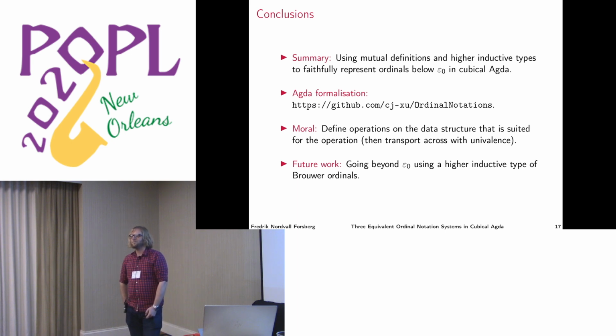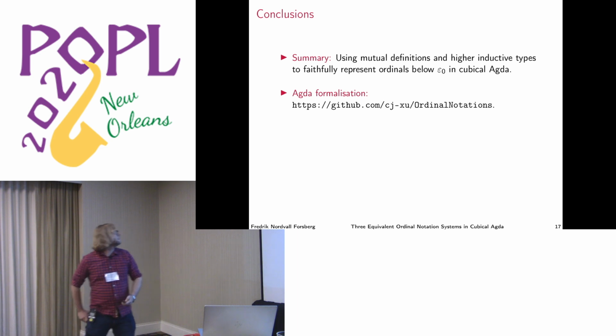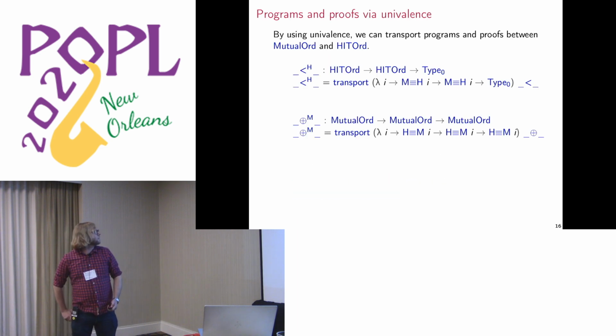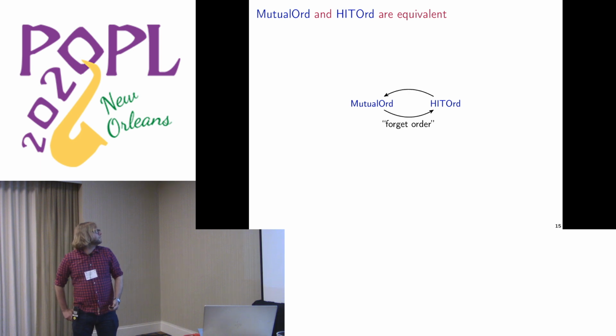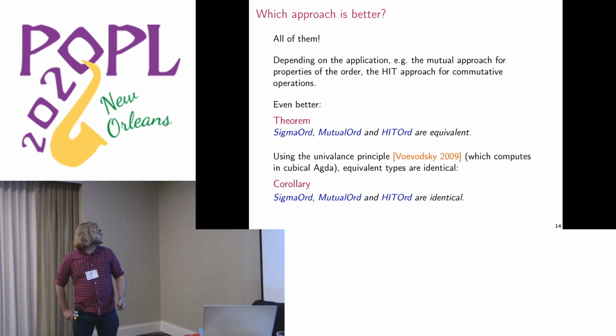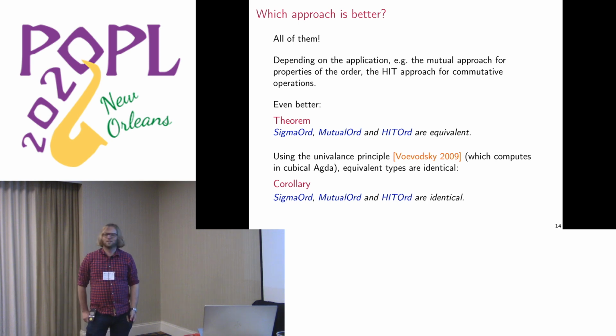Does showing that the mutual and the hit representation are equivalent already rely on the univalence axiom, or is that not using univalence? So to show that they're equivalent is not using univalence. It's just a step to go to the identity. Okay, to get the equality. Yeah.